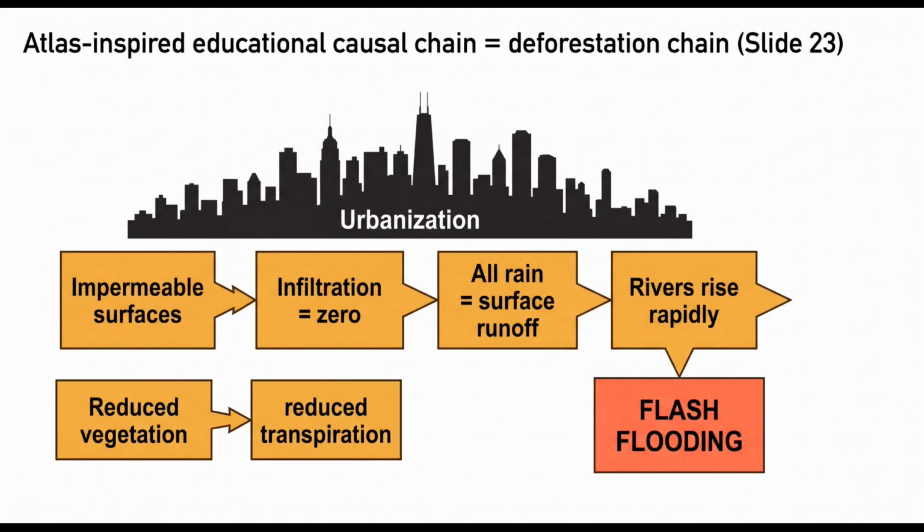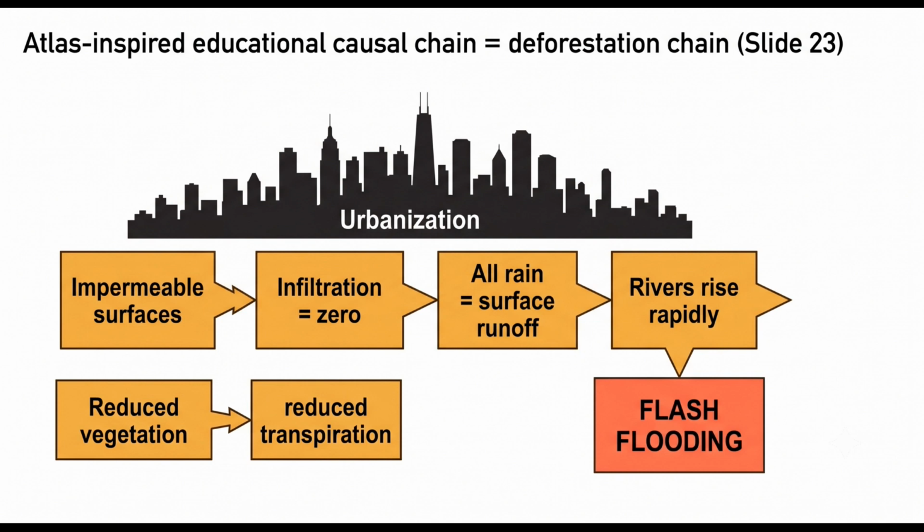Because infiltration is blocked by impermeable surfaces, all rainfall becomes surface runoff. That runoff is channeled through storm drains and concrete channels directly into rivers, arriving far faster than natural runoff would. Look at the chain on screen. Impermeable surfaces. Infiltration drops to zero. All rainfall becomes surface runoff, is channeled rapidly into rivers. Rivers receive large volumes of water very quickly. Urban areas experience significantly more flooding than equivalent natural land under the same rainfall conditions.